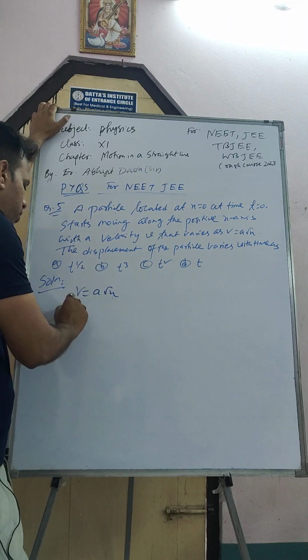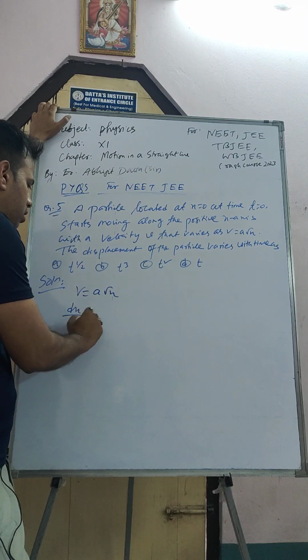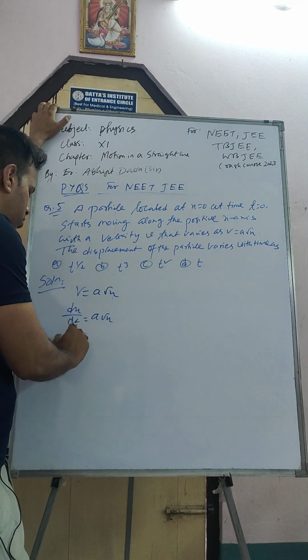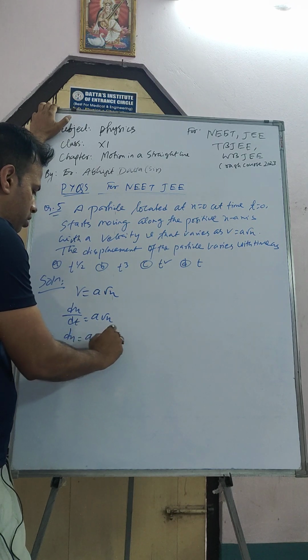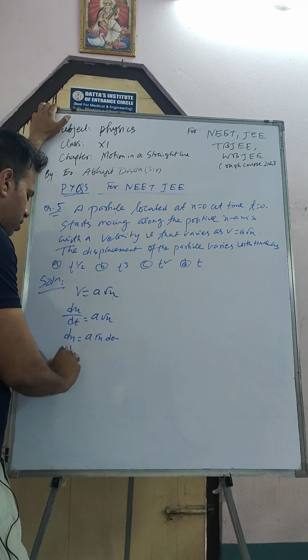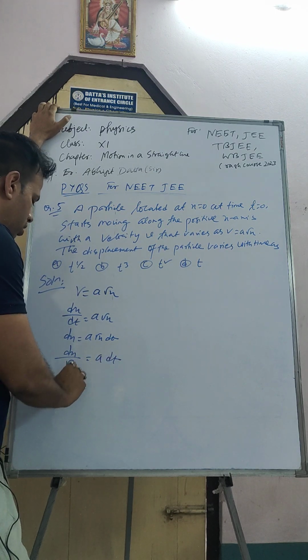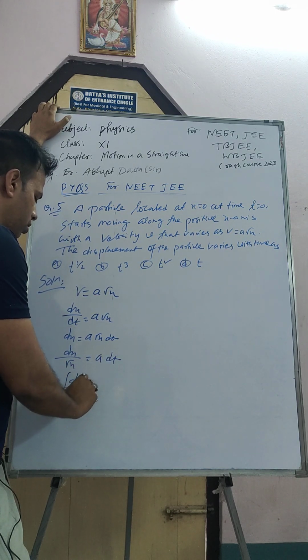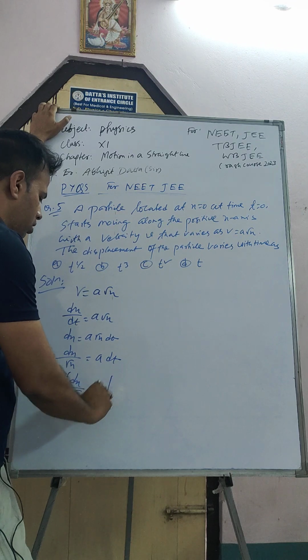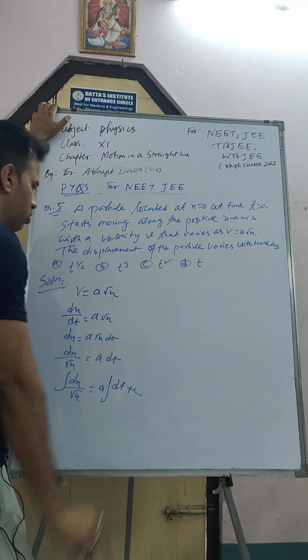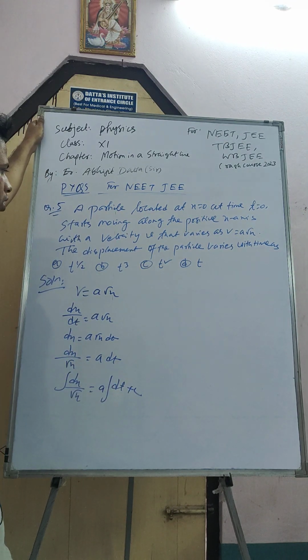The displacement we have to find out. So we can write dx by dt equal to a root over x. So dx is equal to a root over x dt. So dx by root over x equals a dt. Here x is positive.